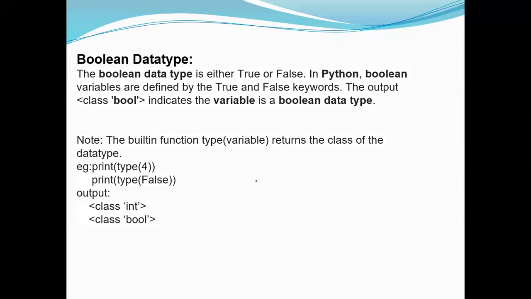If you give me any value or any variable, and I need to find what type it is, then I have a function called type. I just say type of 4, it will give me class int. That is, it belongs to the class of integers. If I say type of false, it will give me class bool. That is, it belongs to the class of Boolean data type. So that is what it is displaying. If you want to know the type of any data item, you can just say type of the particular value or a variable.